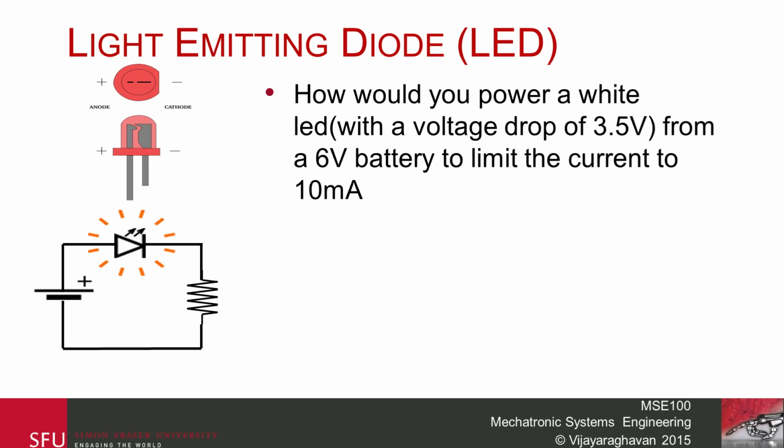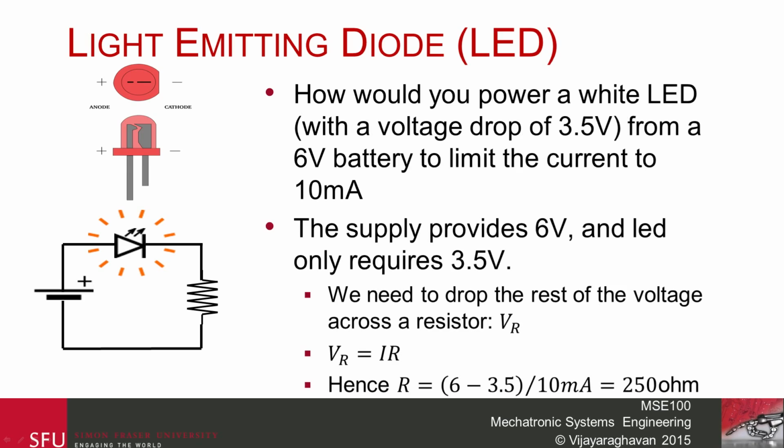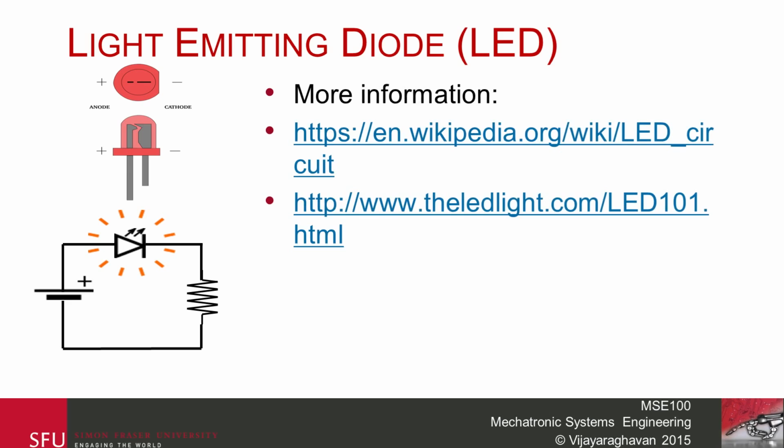So what we do is, if you connect the resistance in series, we want to supply 6 volts and the LED only requires 3.5 volts. So we need to drop 6 minus 3.5 volts, which is 2.5 volts. And the current flow that's needed is 10 milliamperes. So we need to drop this 2.5 volts at a current of 10 milliamperes. If you put this together, we can find that the resistance is 250 ohms.